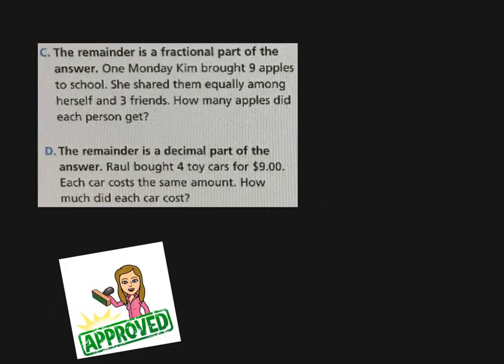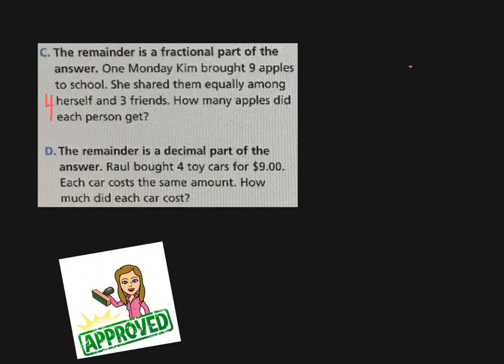Let's look at some other possible situations. This one says the remainder is a fractional part of the answer. Fraction. Ooh. One Monday, Kim brought 9 apples to school. She shared them equally among herself and 3 friends. How many apples did each person get? Now, a lot of people will be tempted to just do 9 divided by 3, right? But remember, Kim is counting herself in this equation, so that's actually 4 people enjoying this delicious apple, or apples.